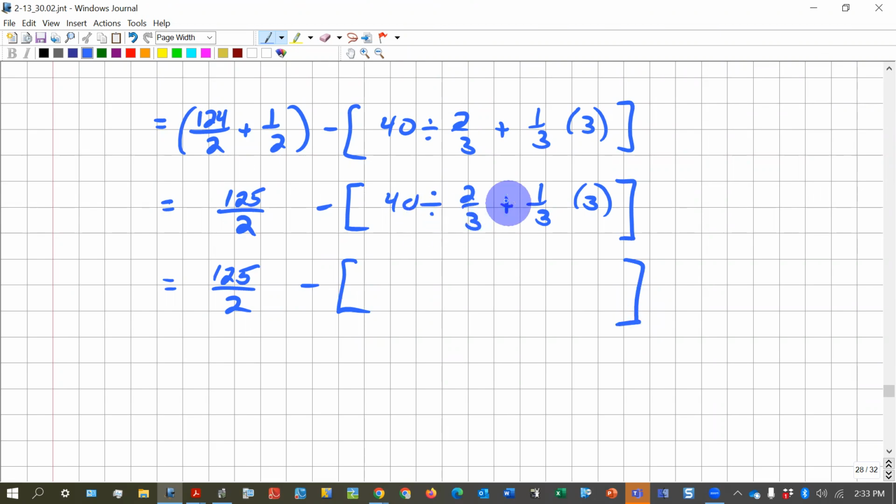There's a division and addition and a multiplication. We multiply and divide before we add, and we work left to right. But to divide by a fraction, first of all, 40 is 40 over 1. To divide by 2/3, that's the same as multiplying by its reciprocal, 3 halves.